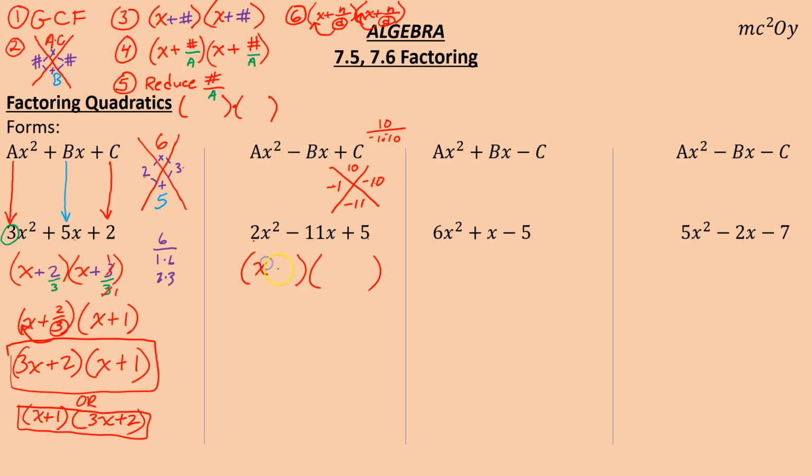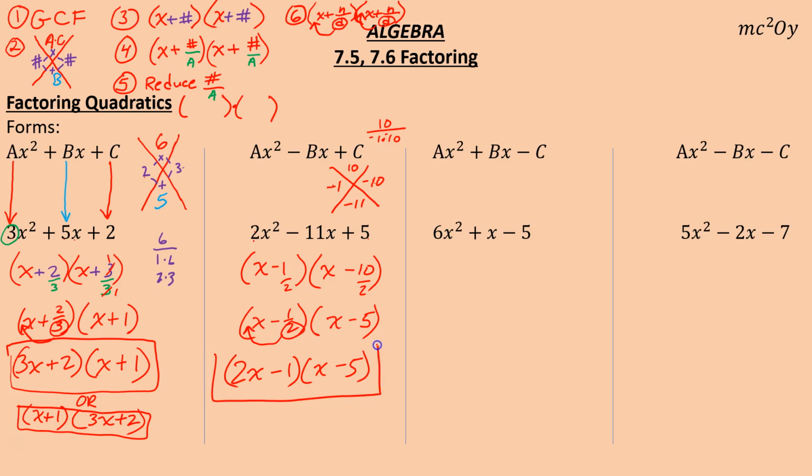Okay? And so I set up my parentheses now. I have x minus 1, x minus 10. I'm now here. I divide by a. A is 2. Divide by 2, divide by 2. I have x minus 1/2. And x minus, well, I have to reduce. 10 divided by 2 is 5. Okay? And then I'm going to go ahead and pull this out in front. So I have 2x minus 1 and x minus 5. And there we got it. I have now factored it.